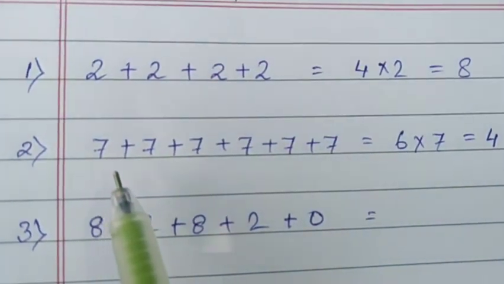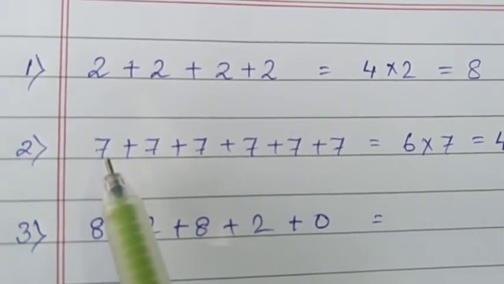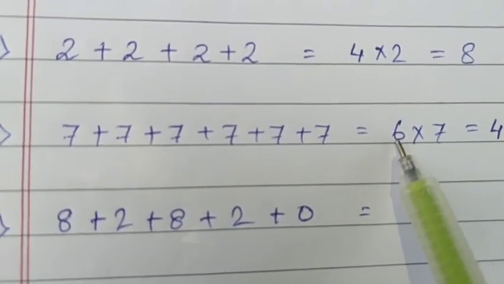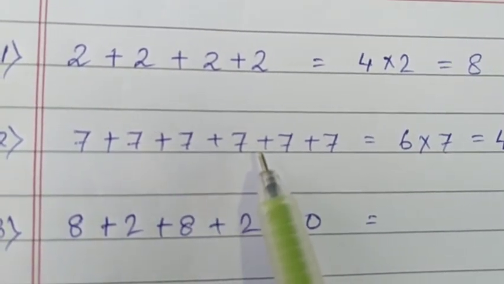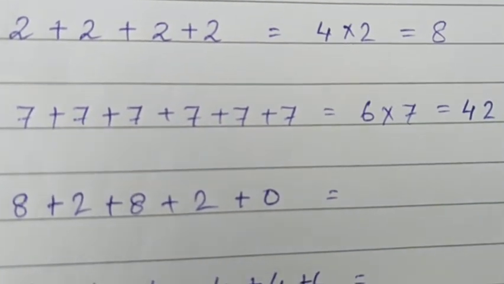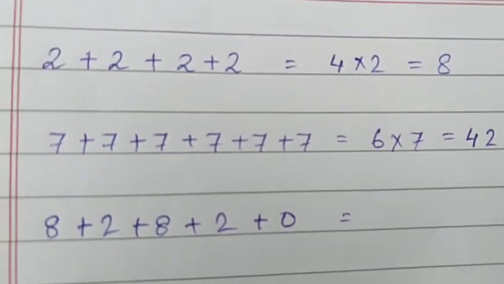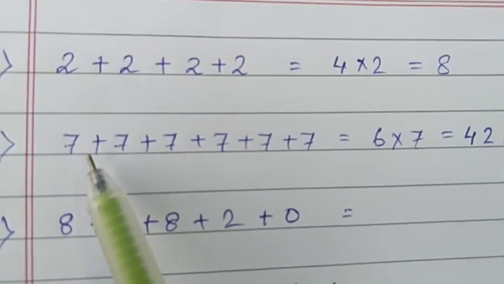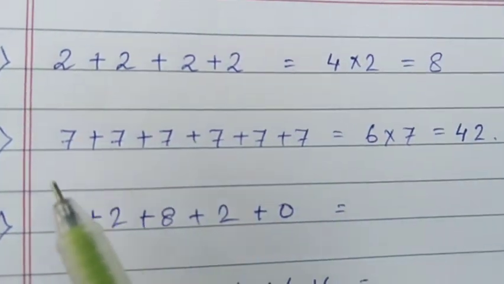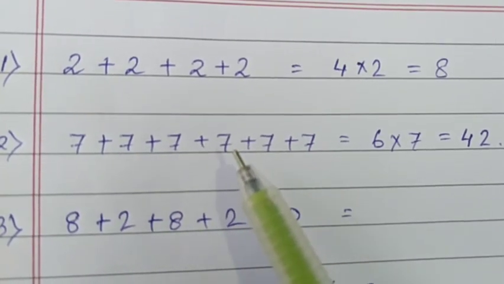In example 2, 7 is being added repeatedly. How many times is it added? 1, 2, 3, 4, 5, 6. So it is written here 6. And which is the number that is being added repeatedly? That is 7. So 6 into 7 is equal to 42. This also we have learned in the tables. Now just try to do this second one. If I ask you to add up the numbers, if you have to count the numbers and add up, 7 plus 7 is 14, 14 plus 7 is 21, 21 plus 7 is 28.